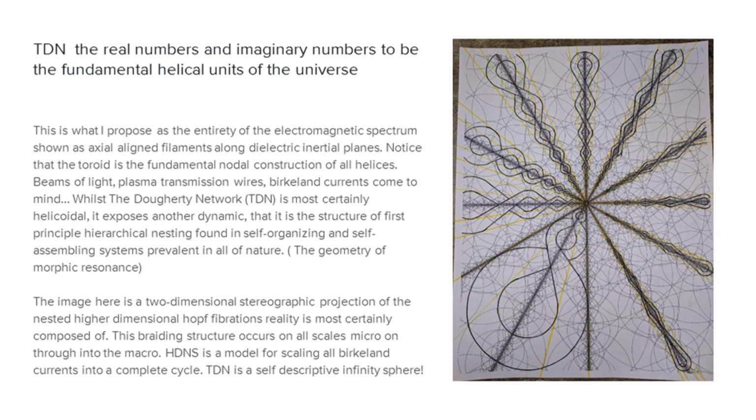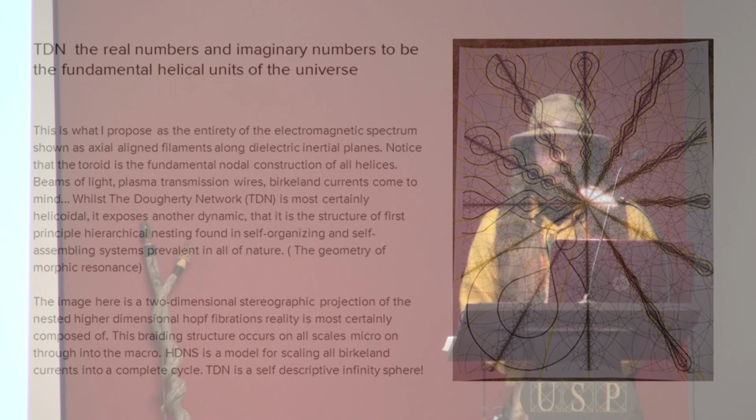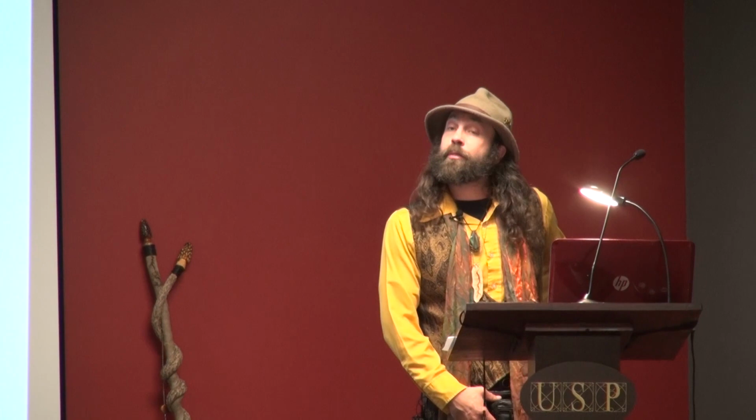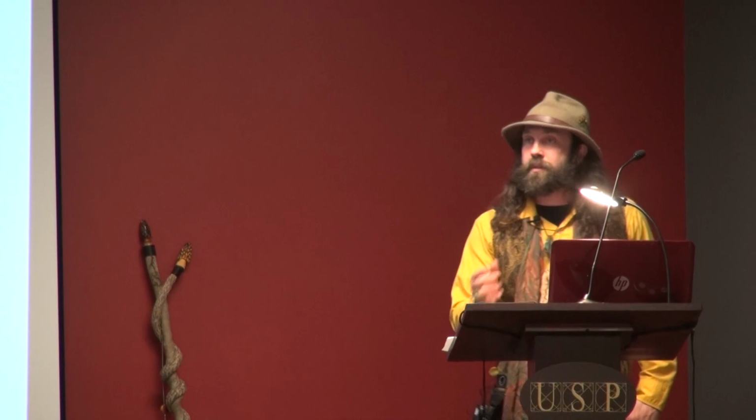the geometry of morphic resonance. Morphic resonance is self-organization, and everything is self-descriptive. We are self-descriptive in our nature. The image here is a two-dimensional stereographic projection of the nested higher-dimensional Hopf vibrations reality is most certainly composed of. The braiding structure occurs on all scales, micro and macro. The Dougherty network is a self-descriptive infinity sphere. So if you want to look into infinity spheres, or a three-sphere, you can look into the geometry of that, because that's where this kind of stuff in cobordisms is leading.